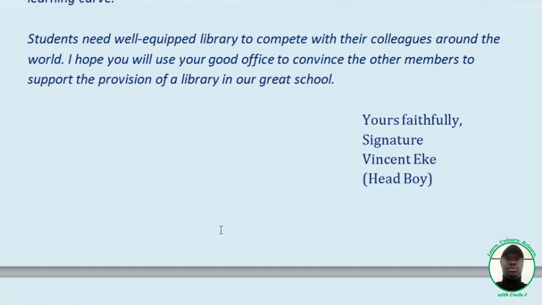The closing paragraph is the last paragraph of the letter. Here, you review what you've said in the first paragraph and you state what you hope to achieve. In your subscription, stick with yours faithfully, append your signature, write your two names, and include your title if you have one. If you do not, no problem. I hope you follow these rules strictly, because for every error you make, WAEC will deduct half a mark.